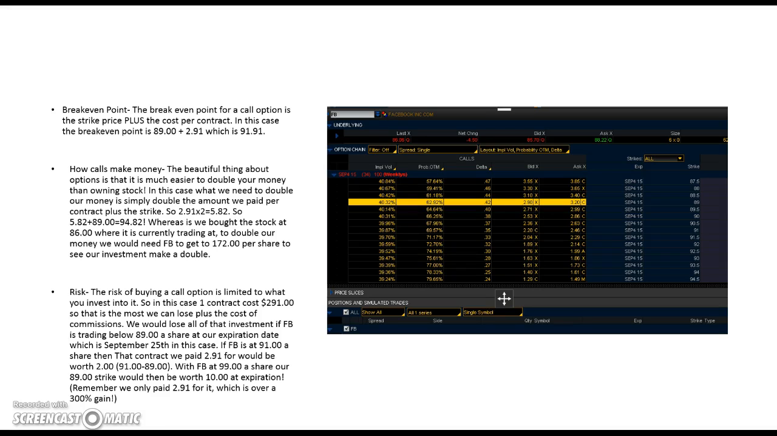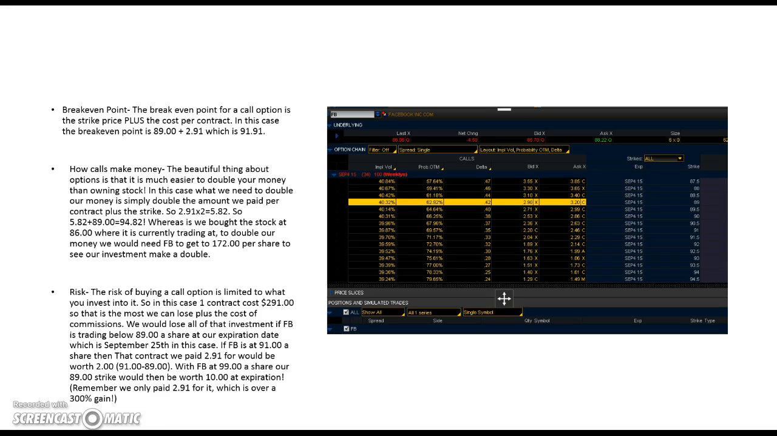If it's at $91 a share, then the contract we paid $2.91 for would be worth $2. 91 minus 89 is 2. With Facebook at $99 a share, our 89 strike would then be worth $10 at expiration. Remember, we only paid $2.91 for it, so this is over a 300% gain at expiration.